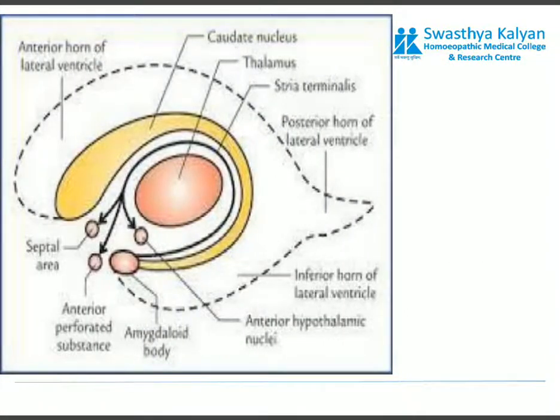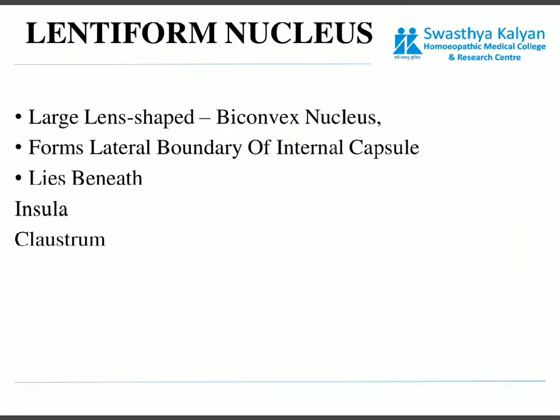This figure also shows the relations of caudate nucleus with the lateral ventricle, how the various parts of the caudate nucleus are related with the various parts of the lateral ventricle. Second is the lentiform nucleus. It is a lens-shaped large nucleus which forms the lateral boundary of the internal capsule, and it lies beneath the insula and the claustrum.